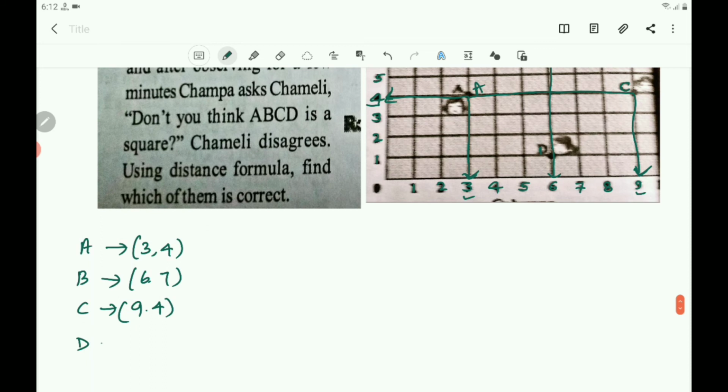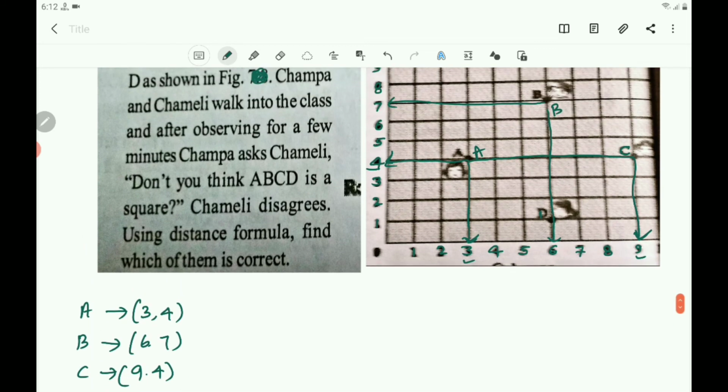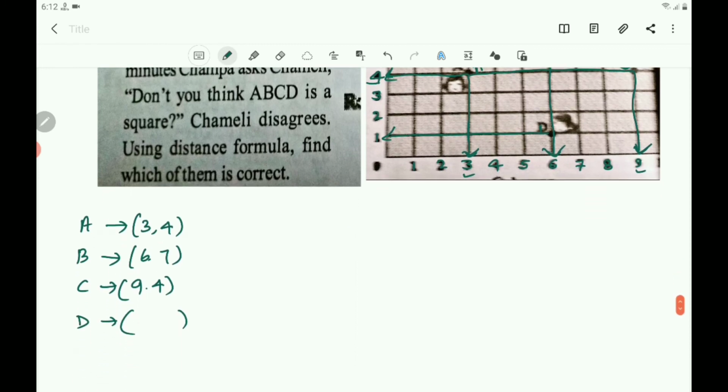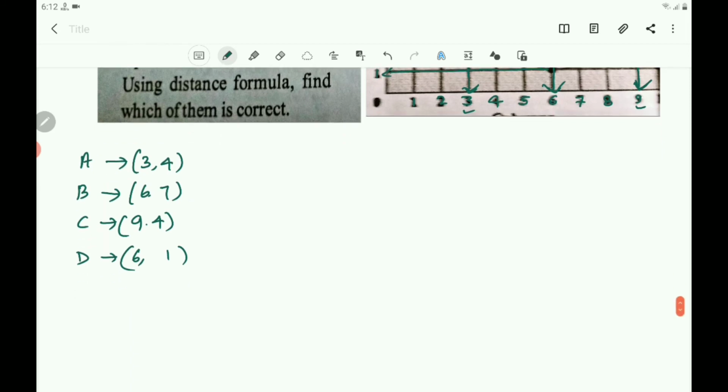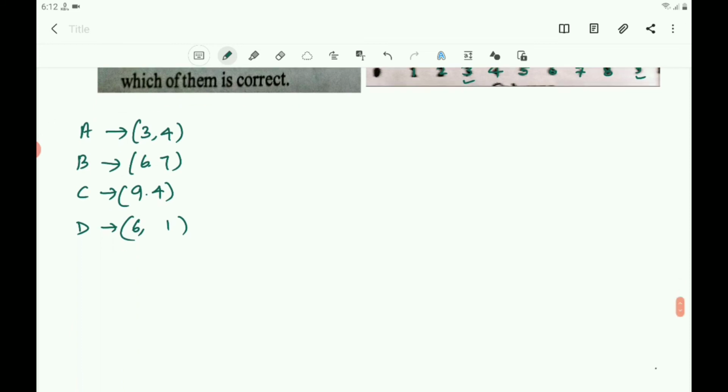Then D is a point with the coordinates 6 and 1. So you got the coordinates of the 4 points. Now you find AB, BC, CD, DA.